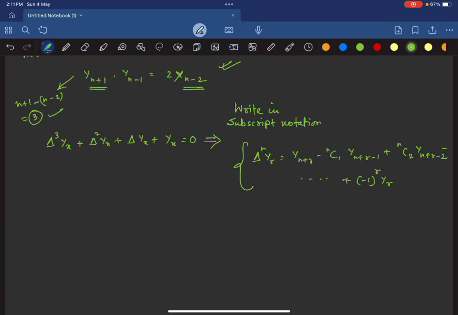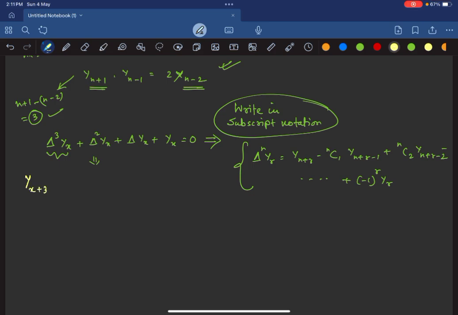So if we want to write this equation in terms of subscript notation, it can be expressed as follows. For this first part, that is y n plus r, what will be here?